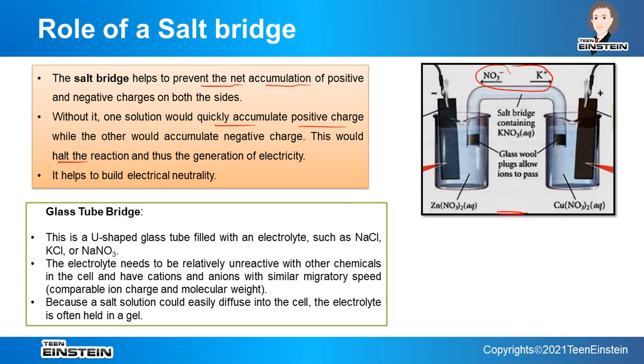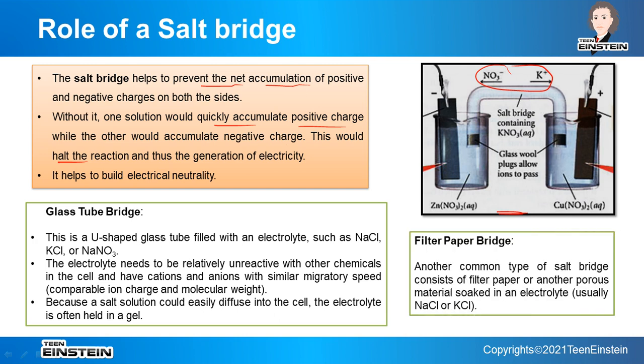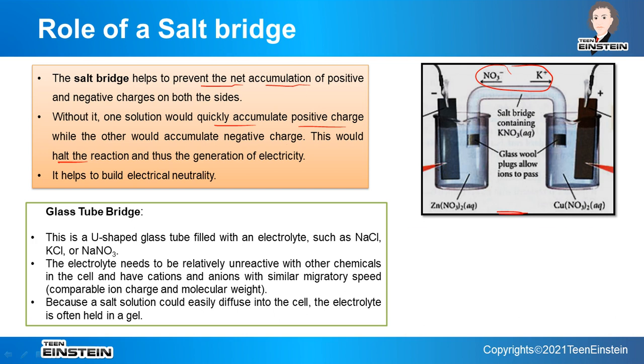This U-shaped glass is filled with an electrolyte such as NaCl, KCl, NaNO3. And don't think that you can just take any electrolyte. There are some specific criteria. If those criteria are maintained by the electrolyte, then only can we use it in the salt bridge. So what are those criteria? The first is that they must be relatively unreactive with other chemicals in the cell. And the second is that the cations and the anions have similar migratory speed.